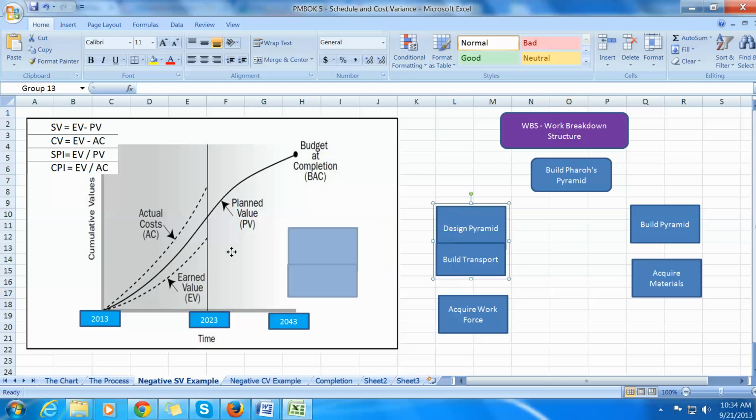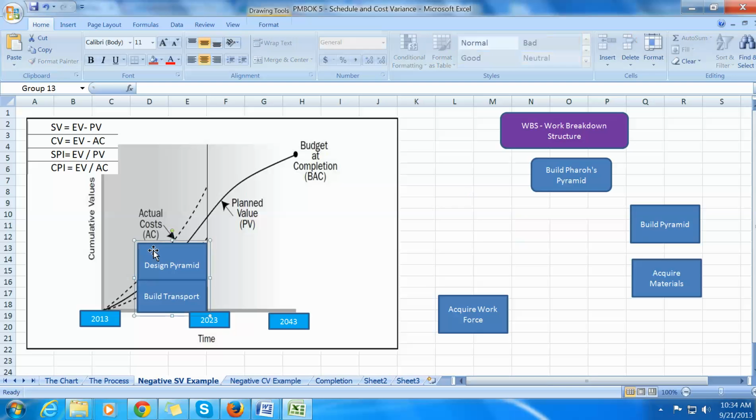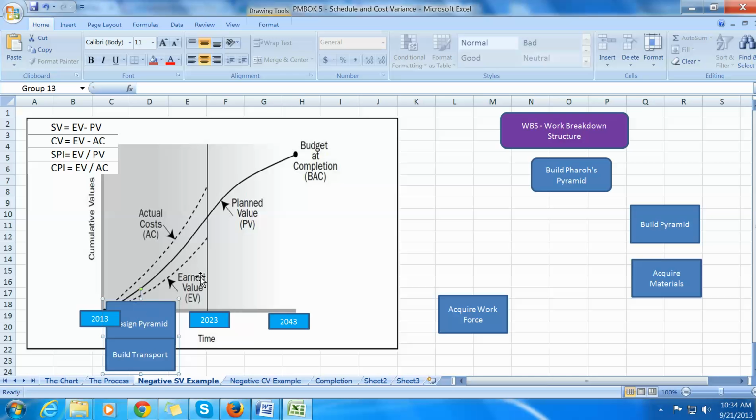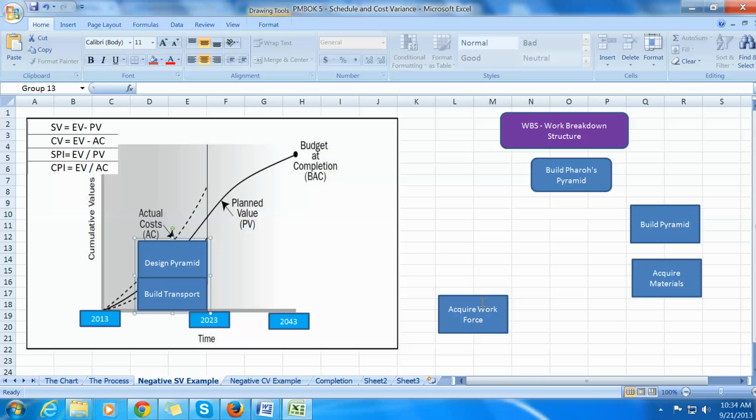But let's say that all you were able to accomplish were these work breakdown structures. And you can see that it's fitting underneath earned value. That's how much you've earned so far. But there's a real problem because you haven't acquired the workforce.